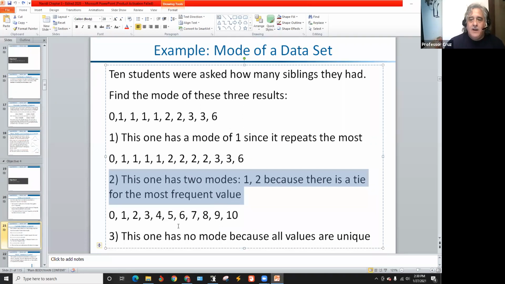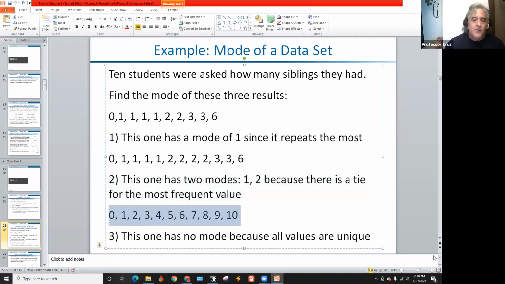Now, if you have data that's unique, in other words, look at this. Is there anything that's repeating? No, there's not. So then we have no mode, because each one of the data pieces is unique.